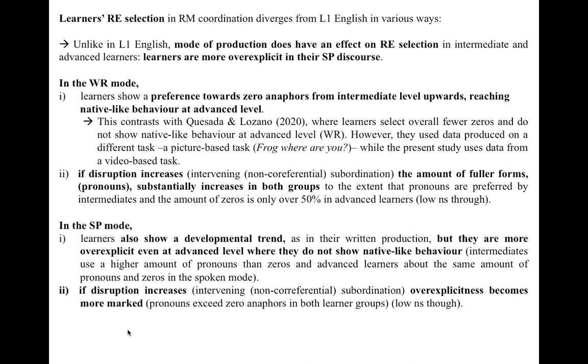Now, in the spoken mode, we can also see the developmental trend that I described for the learners' written language. But they are more over-explicit in this type of discourse, even at advanced levels of English, and they do not show native-like behavior, as opposed to the results from the written mode. We can see here that if disruption increases, over-explicitness becomes even more marked than in the written discourse.